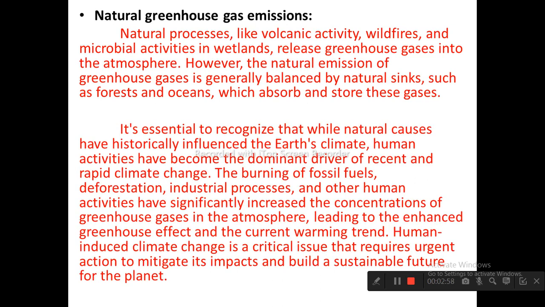It is essential to recognize that while natural causes have historically influenced the Earth's climate, human activities have become the dominant drivers of recent and rapid climate change. The burning of fossil fuel, deforestation, industrial processes, and other human activities have significantly increased the concentration of greenhouse gases in the atmosphere, leading to the enhanced greenhouse effect and the current warming trend. Human-induced climate change is a critical issue that requires urgent action to mitigate its impacts and build a sustainable future for the planet.